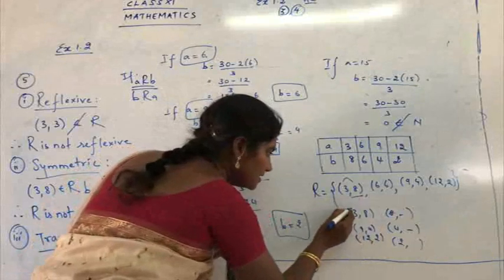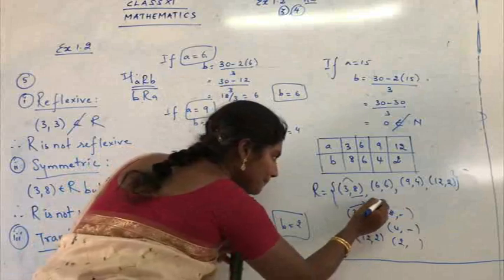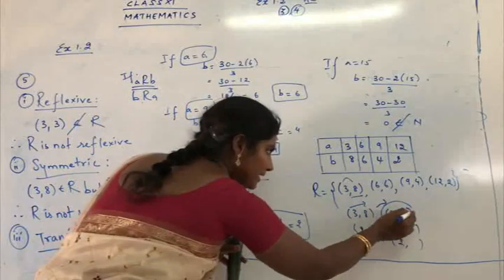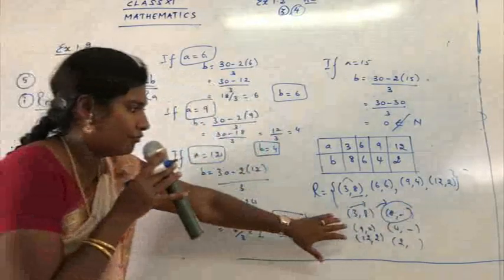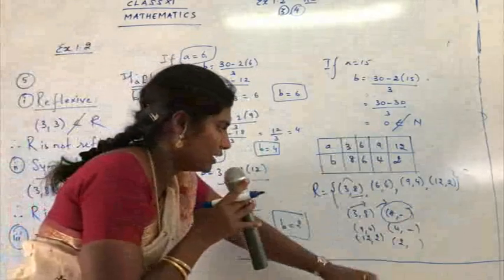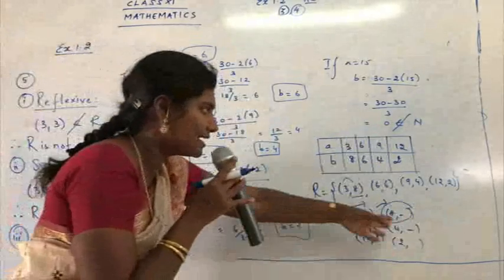If I am just considering this pair, I should have a pair starting from 8. Similarly, if I take 9, 4, I should have a pair starting with 4. If I take 12, 2, I should have a pair starting with 2.